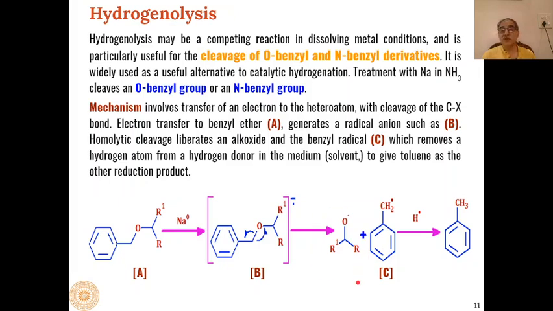So this is how we will get different types of products by hydrogenolysis of O-benzyl or N-benzyl derivatives. So in case of O-benzyl derivative, we will get alcohols, whereas in case of N-benzyl group, we will get amines as the second product.